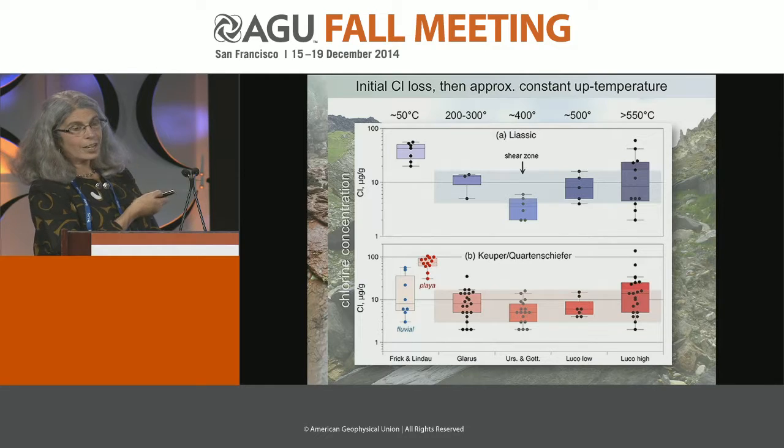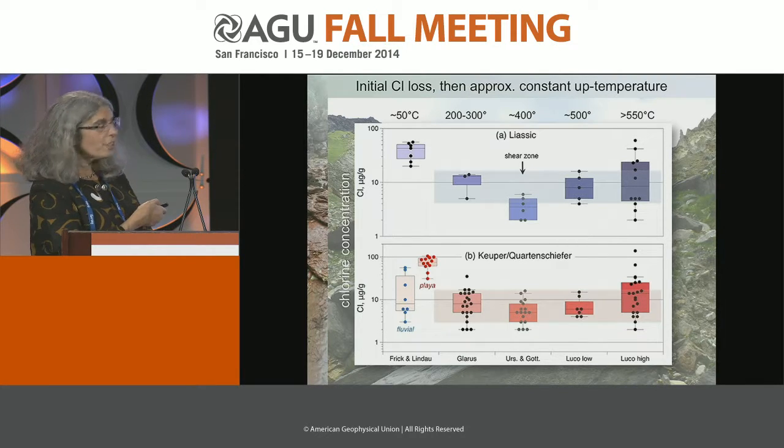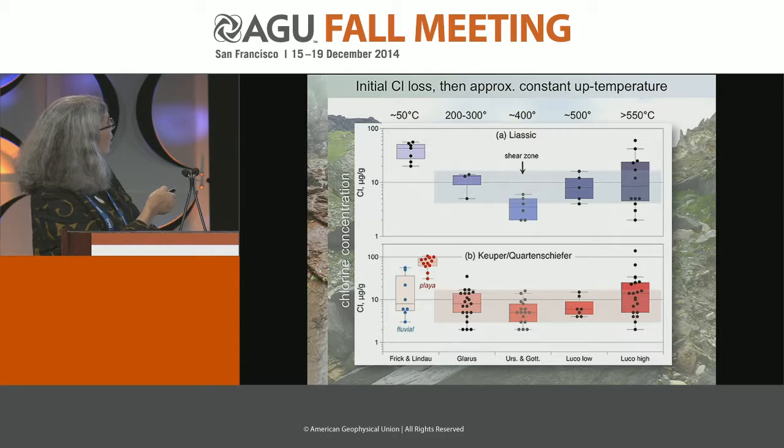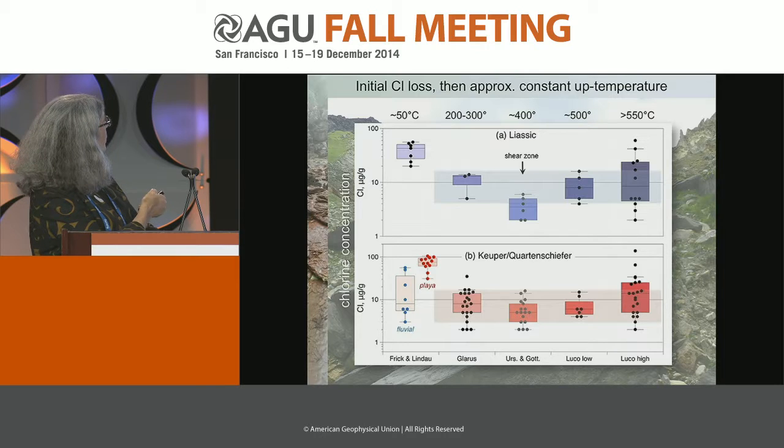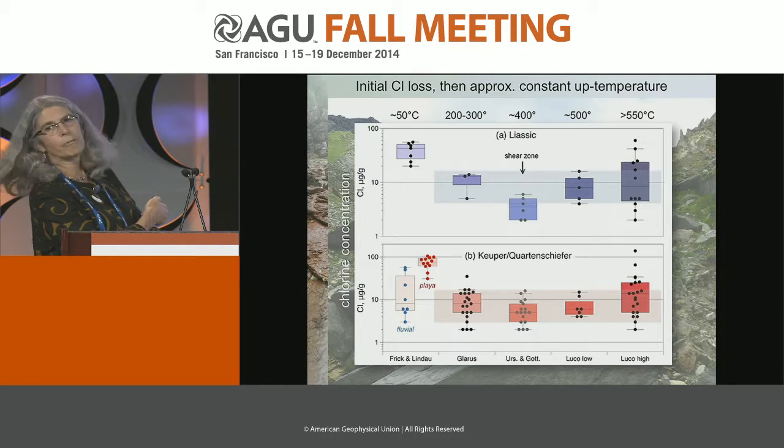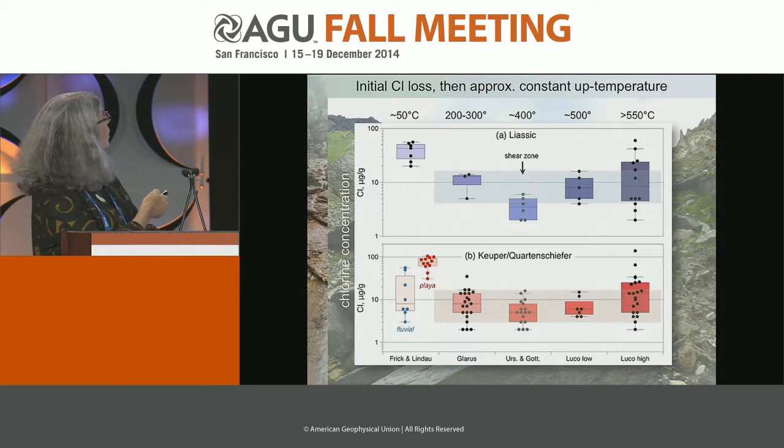Just very quickly, a look at what's happening with chlorine concentrations during metamorphism. This is now log scale. In this and subsequent diagrams, the blue is always the Liassic, and in red, these are the Keuper rocks, the Triassic continental rocks. What you can see for both sequences of rocks is that there's almost immediate loss of chlorine going from our sedimentary rocks in the quarry to the lowest metamorphic grade. These are rocks now that are in the 200 to 300 degree range for maximum temperature. But from there on up to high grade, there's really not that much change.